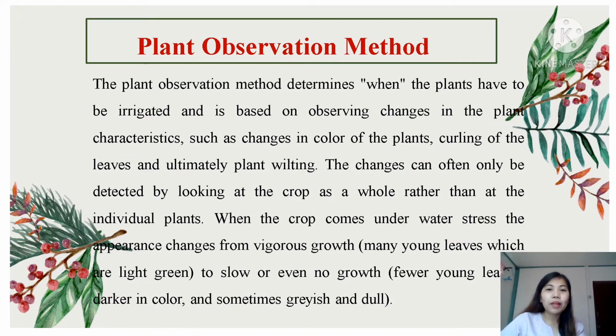The most common method used by farmers in irrigation scheduling is the plant observation method. This method determines when the plants have to be irrigated and is based on observing changes in the plant's characteristics such as changes in color of the plants, curling of the leaves, and ultimately plant wilting.